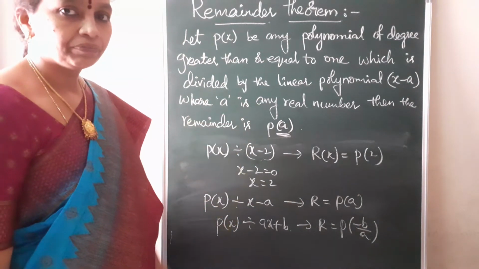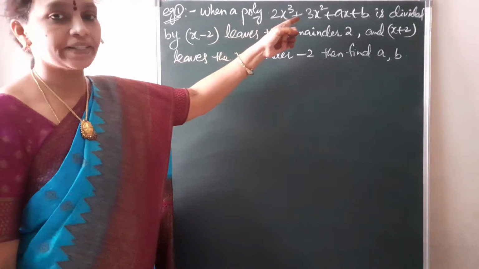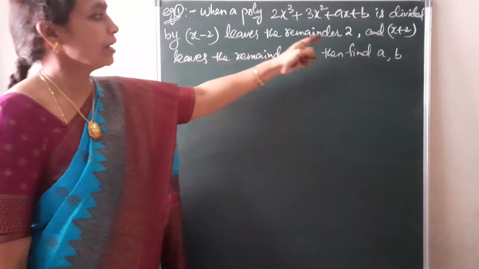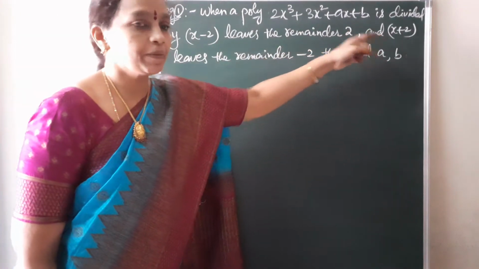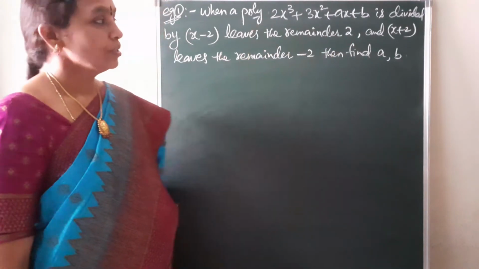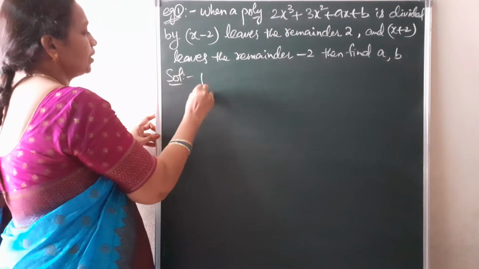For example, consider a polynomial 2x cube plus 3x square plus ax plus b, which when divided by x minus 2 leaves the remainder 2, and when divided by x plus 2 leaves the remainder minus 2. Then find the values of a and b. So how can you do this sum? What is the solution? What is p of x?